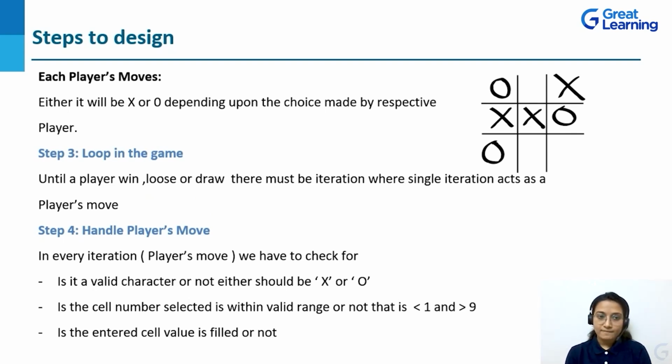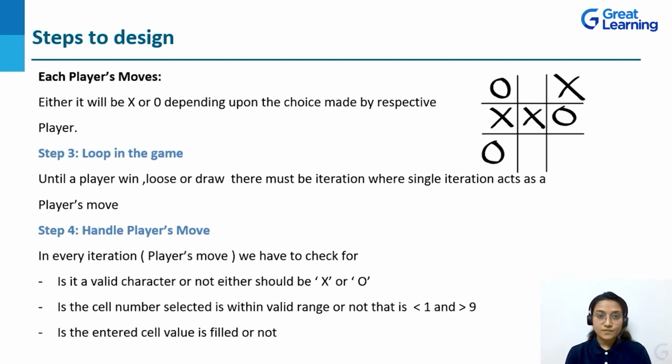In step 4, we have to handle the players' moves, how the iteration goes, right? In every iteration or every player's move, we have to check whether the inputted character is X or O only. We should not allow any other characters. The next condition is whether the cell number chosen by the player ranges between 1 to 9. It should not be 0 and it should not be 10 either, right? So we have to check for that condition.